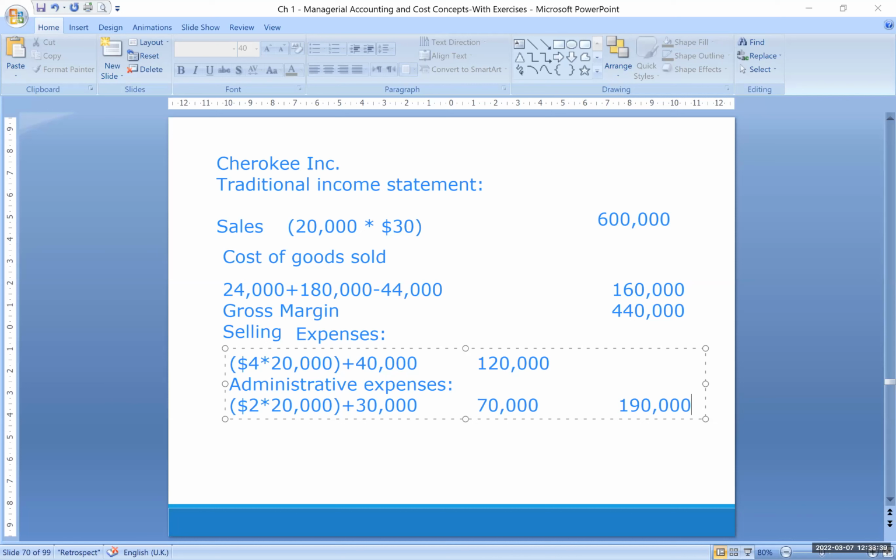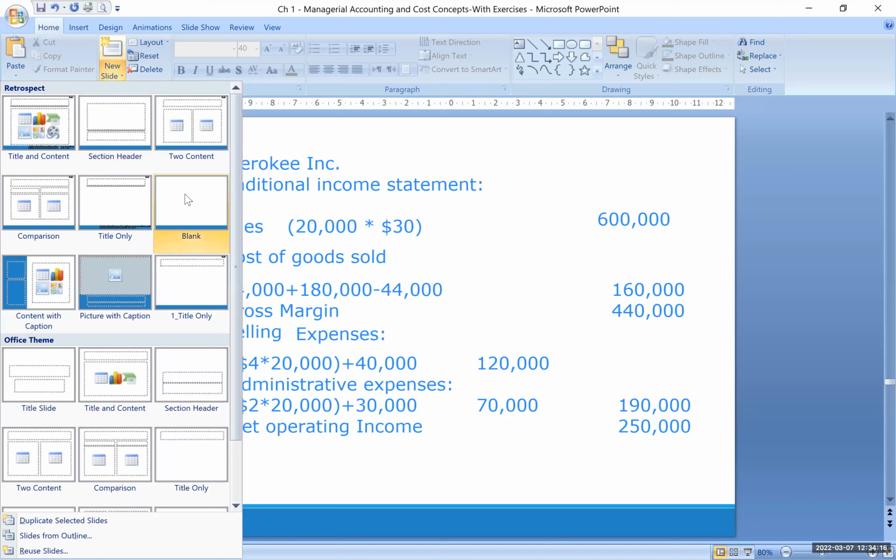The total for the selling and administrative expenses will be deducted from the gross margin, and this equals to the net operating income, which is the difference between the 440 and the 190. This equals $250,000. So the net operating income in this case will be $250,000. Be careful that we're talking about the traditional income statement.